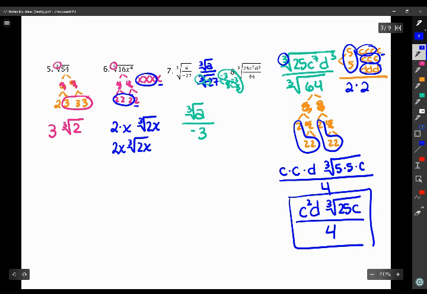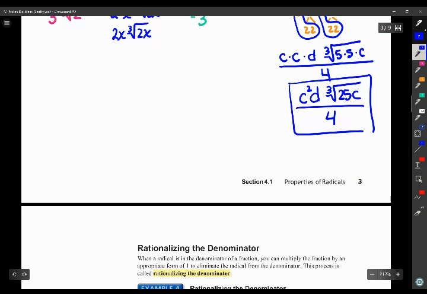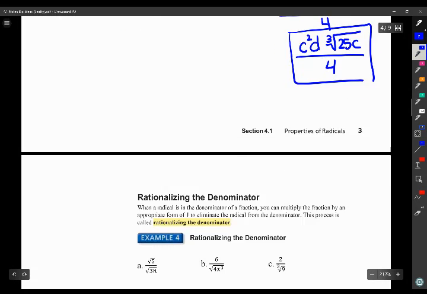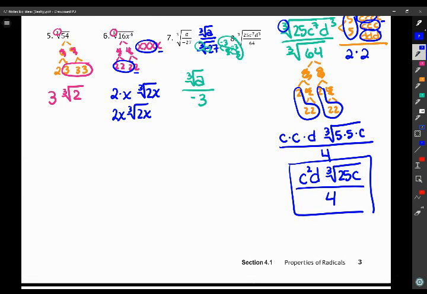So that one's a little more long and drawn out. So we are going to stop the video for this one, and then we'll talk about rationalizing the denominator in the next video.